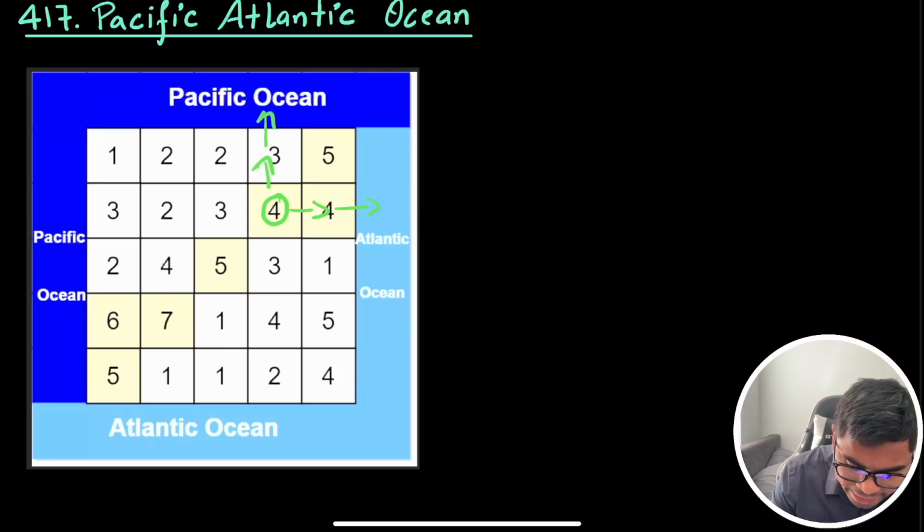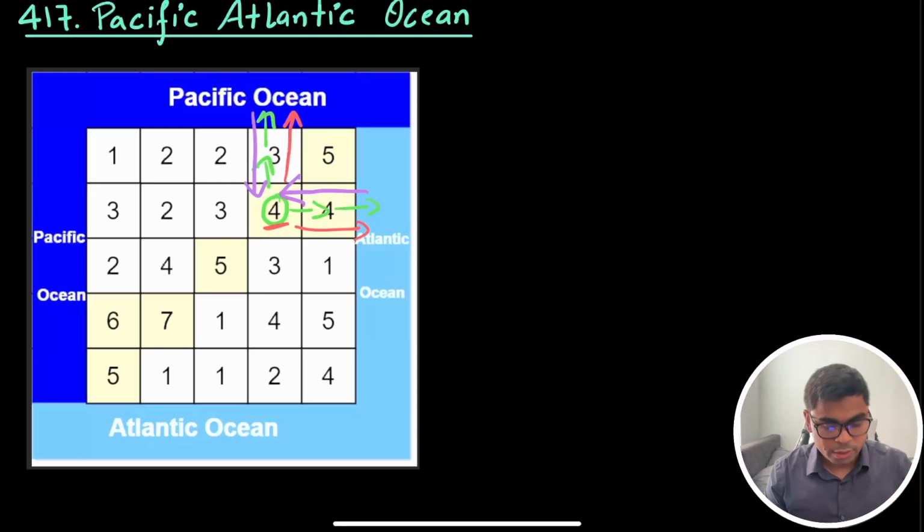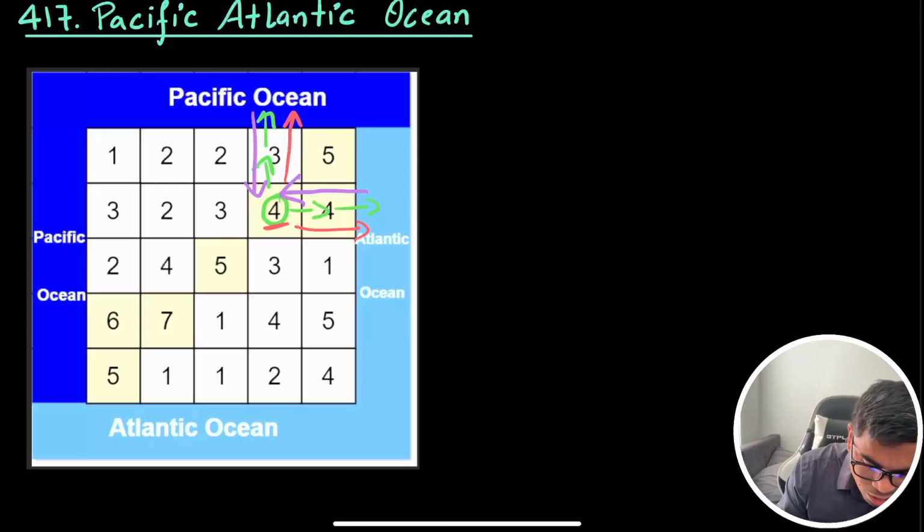Since the water can flow out to the ocean from this cell, the water can also flow in from the ocean, right? Water can also flow into these cells from the ocean. So how about we basically start our BFS with these cells for these 2 different oceans? So what I'm trying to do simply is, we're going to have 2 queues.